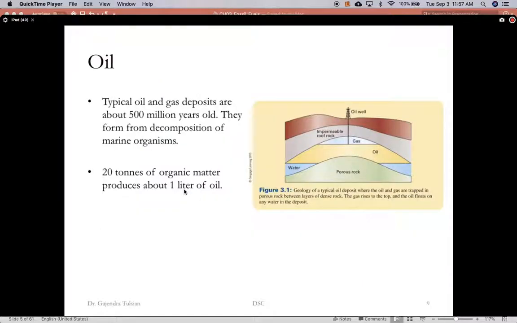Okay, where do we find oil? You find oil between two layers of impenetrable rock. It's found in porous rock. Sedimentary rock is porous. Remember, the kerogen under pressure and higher temperatures turned into oil and gas. So where we find it is in between two impenetrable layers, inside porous rock, and the water, oil, and gas have been squeezed out of the rock. Typically oil and gas deposits are 500 million years old. 20 tons of organic matter produces about 1 liter of oil.